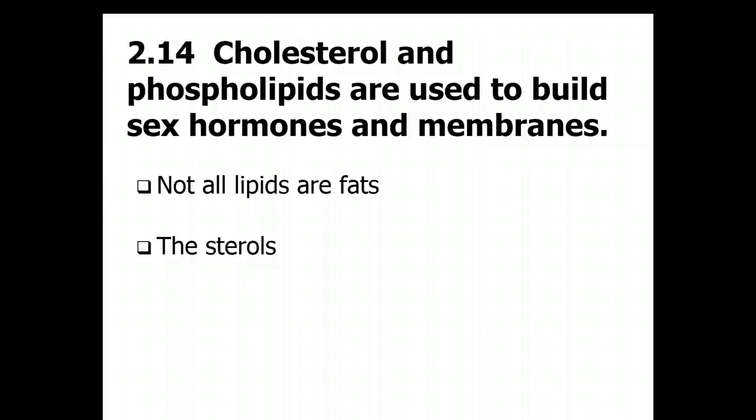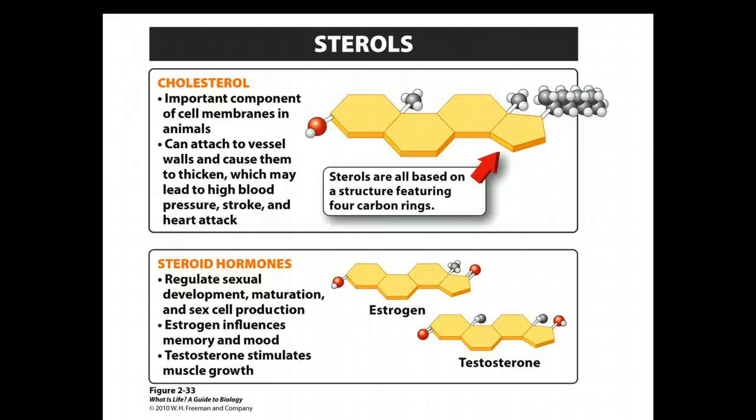The steroids. So let's look at steroids, or sterols in this case. Cholesterol, an important component of cell membranes in animals, can attach to vessel walls, causing them to thicken, which may lead to high blood pressure, stroke, and heart attack. And I always look at it as these might be equivalent to panes of glass, making the membranes that incorporate these a little bit more fragile. And so that's one way of trying to look at it in terms of why it's bad for high blood pressure and that sort of thing.